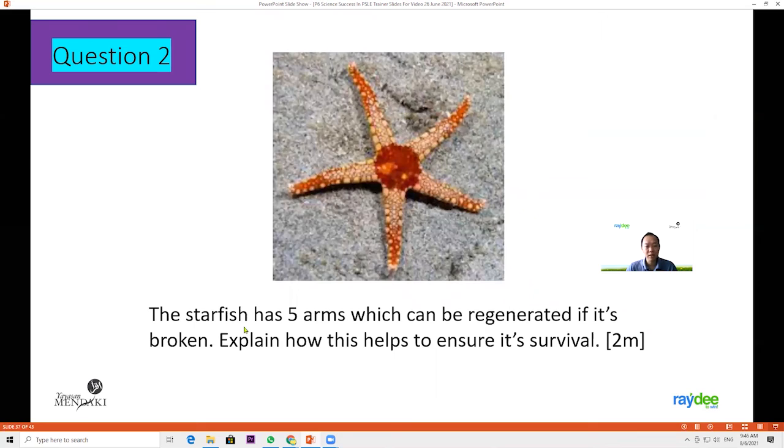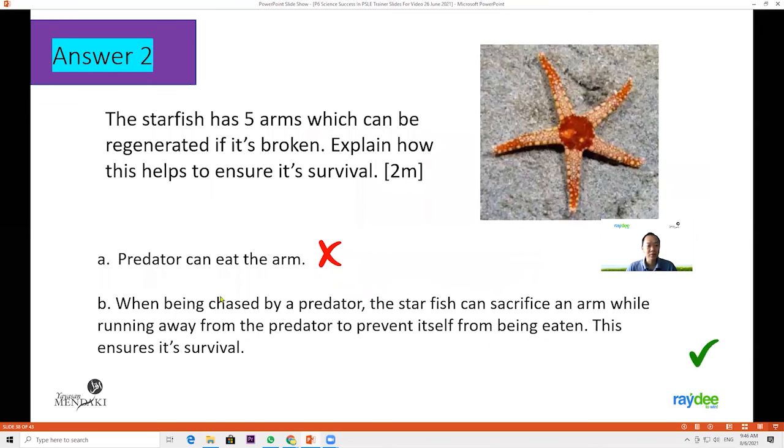Okay, next one. So the starfish has 5 arms, which can be regenerated. So explain how this helps to ensure its survival. Okay, so get them to give you the answers, look at the answers. All right, so predator can eat the arm. That's the usual answer, right? So when being chased, the starfish can sacrifice 1 arm while running away, prevent itself from being eaten, and therefore ensure its survival.